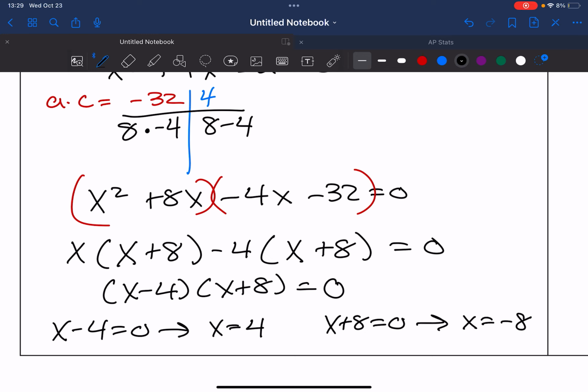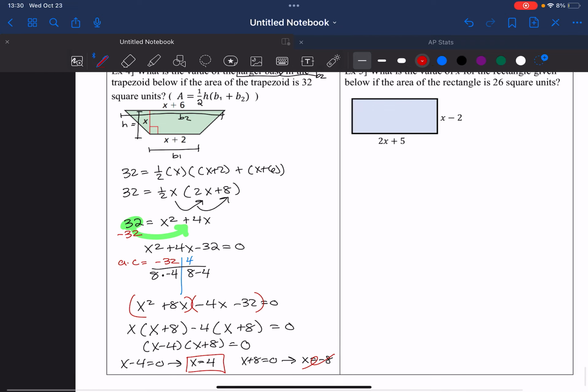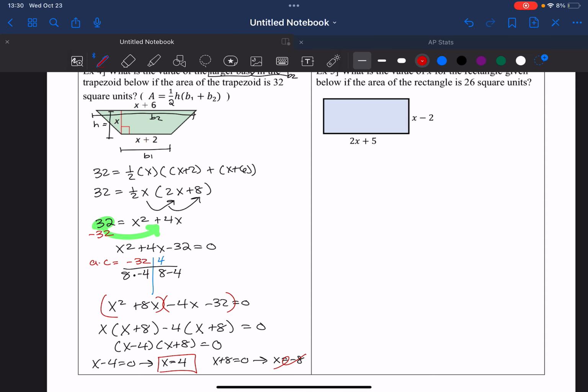Well, remember, we are dealing with a real-world problem that's talking about measurements and distance. Well, since we're talking about measurements and distance, we cannot have a negative distance. So this cannot be an answer, which means that our x value has to be 4. But remember, it's not asking us to find x. It's asking us to find the largest base, which we titled b2. So b2 is equal to x plus 6. Well, we know x is 4, so 4 plus 6 gives us 10 units. That is the length of the largest base.